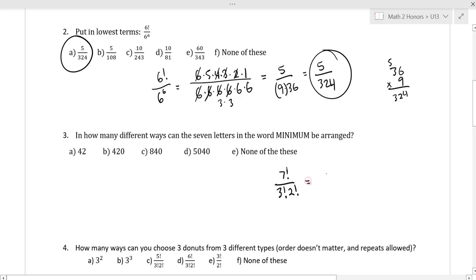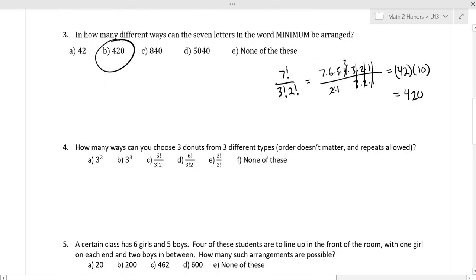And so then I work on reducing this. So 7 times 6 times 5 all the way down. We're going to end up with 7 times 6 times 5 times 2. So 7 times 6 is 42. 5 times 2 is 10, and so that's going to be 420. B.